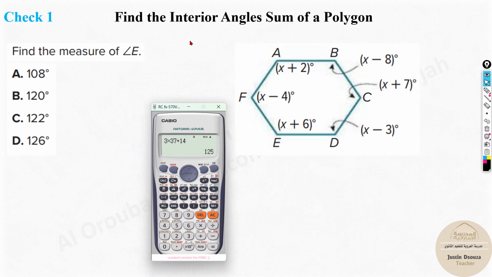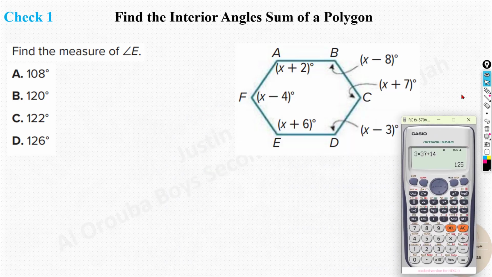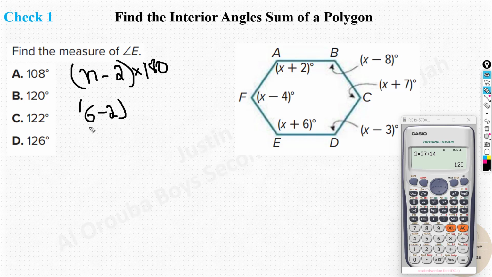First thing, they have told us to find only the measure of E. But we can't find directly E without finding the total angle. So let's take the total angle over here. We know n minus 2 multiplied with 180. So all you need to do is count the sides 1, 2, 3, 4, 5, 6. 6 minus 2 multiplied with 180. So it's 4 times 180. 18 times 4. But anyways, I'll use the calculator over here now. It's 180, and this is the answer, 720. Okay, it's 720. Now what?